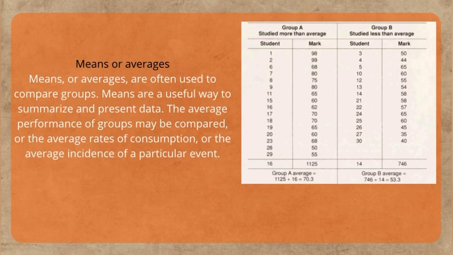Means or averages. Means or averages are often used to compare groups. Means are a useful way to summarize and present data. The average performance of groups may be compared, or the average rates of consumption, or the average incidence of a particular event.